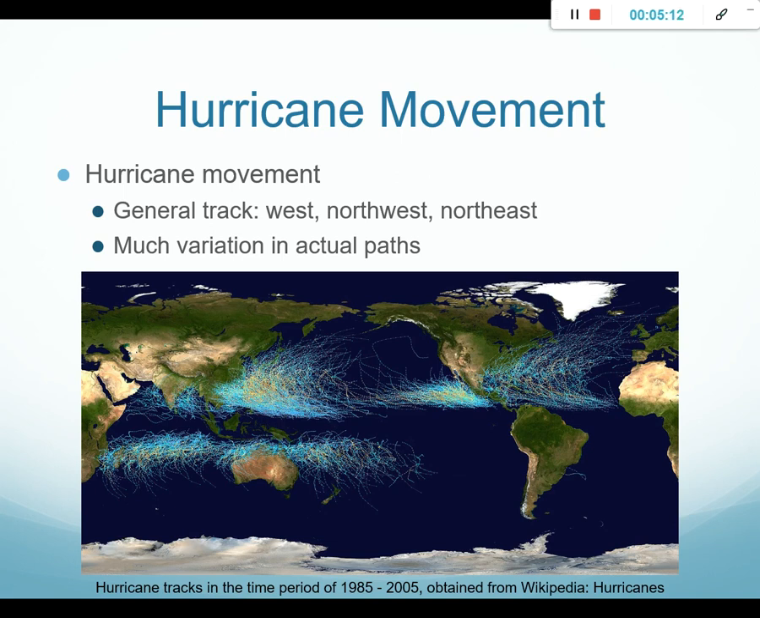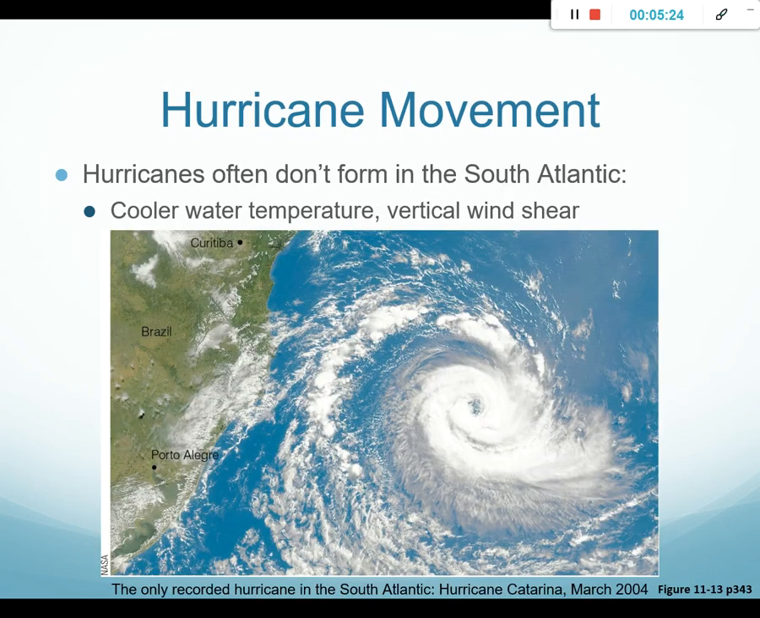One last thing I want to point out on this graph, notice the South Atlantic. Nothing except for one lonely storm. This one storm happened in March of 2004, so the end of their summer. Notice the clockwise rotation of the storm. Now, this is Hurricane Katrina. It is the one and only named hurricane that we have a record of in the South Atlantic.